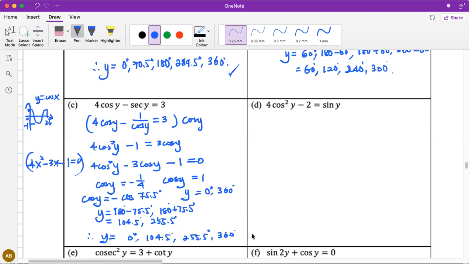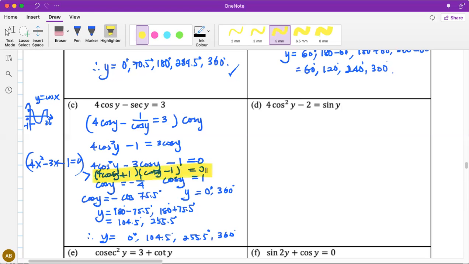Okay, so here you want to write down the factorization. We just write it as 4 cos y plus 1 and cos y minus 1. So this one you can add in here. If you don't write it, will it be penalized? No, it won't be penalized, because this is not focused on quadratic equations, right?